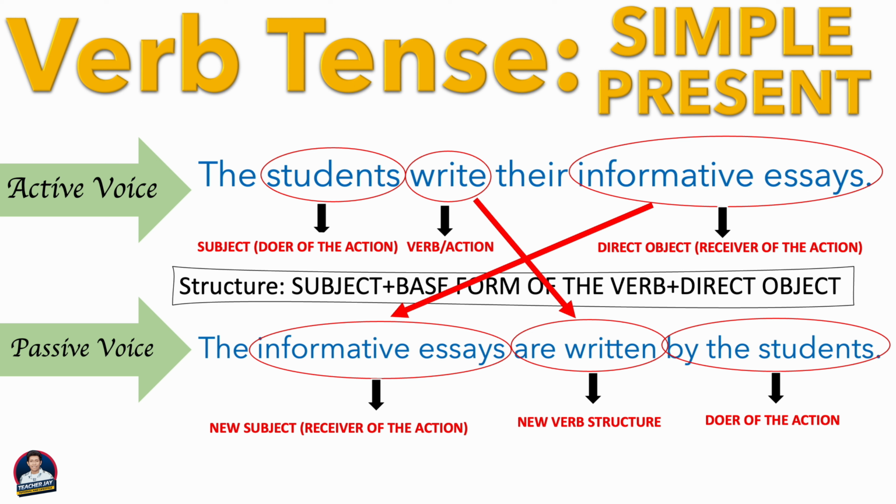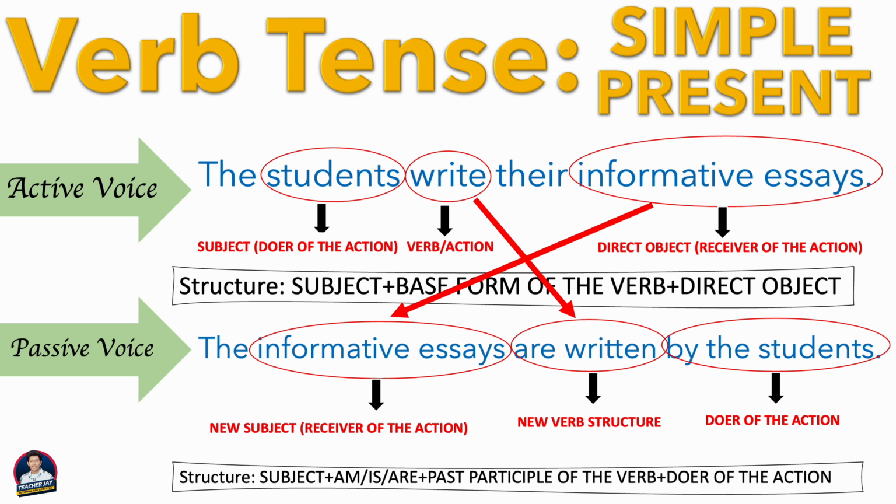So as I said earlier, the subject and the direct object just need to exchange their places from active to passive. And the verb structure also changes. So in this example, we use the structure subject, which is the informative essays, plus is or are, depending on your subject. We will use is if the subject is singular, and we will use the linking verb are if the subject is plural. So in this case, informative essays is plural, so we're using the linking verb are, plus the past participle form of the verb. Written is the past participle form of the verb write, and the doer of the action, which is by the students.